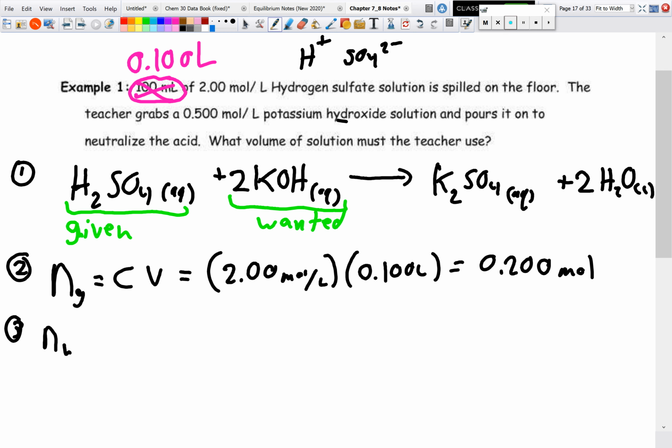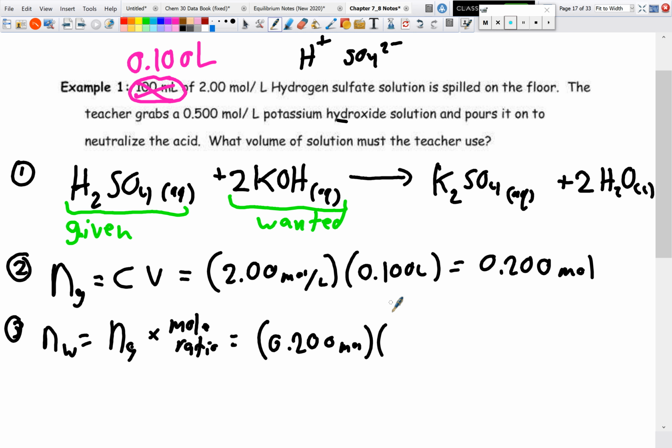Our third step, number of moles we wanted. This one never changes for stoichiometry. We take the number of moles that are given and we multiply by our mole ratio. So number of moles of our given, we just solved for 0.200 moles. Our mole ratio is the coefficient of our wanted, which is 2, over the coefficient of our given, 1. And now we get 0.400 mole.